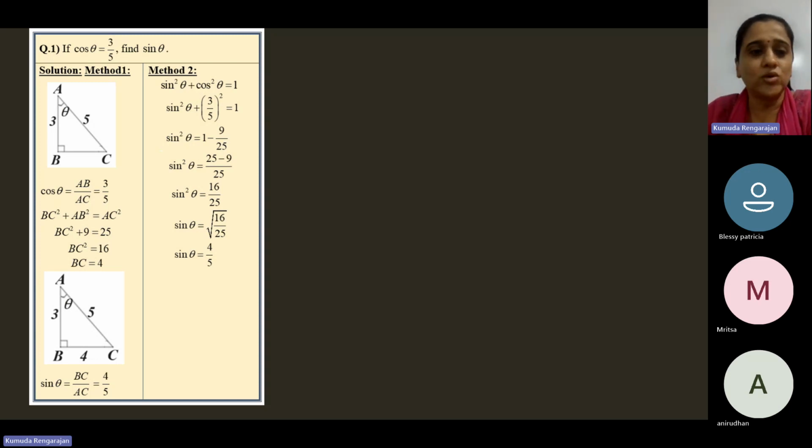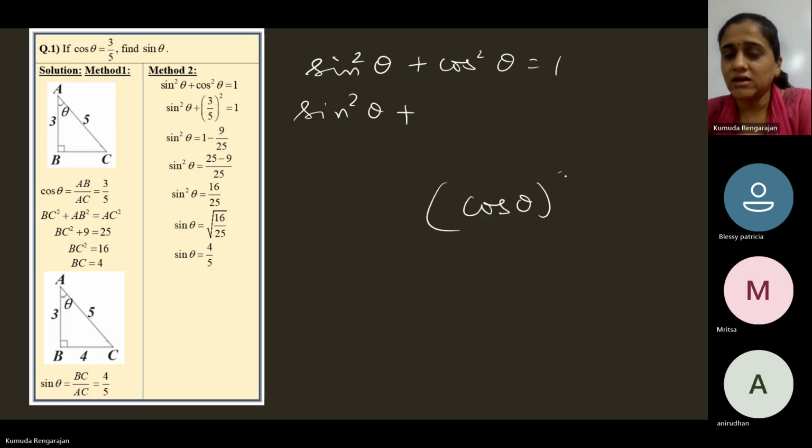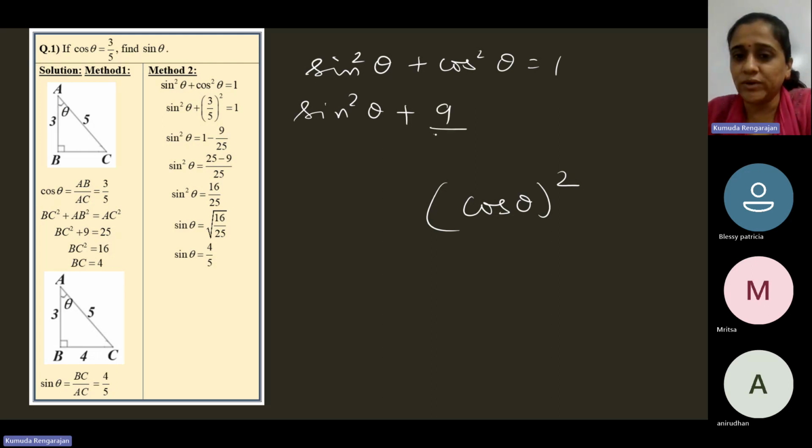This is method 2. In method 2, just write the identity: sine square theta plus cos square theta is equal to 1. You don't need to use a right triangle. Just write the identity, and sine square theta plus, what is cos theta? 3 by 5. What is cos square theta? It's nothing but cos theta the whole square. So 3 by 5 the whole square, so 9 by 25 is equal to 1.